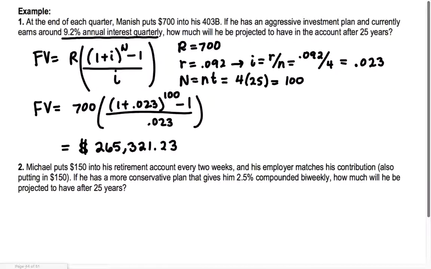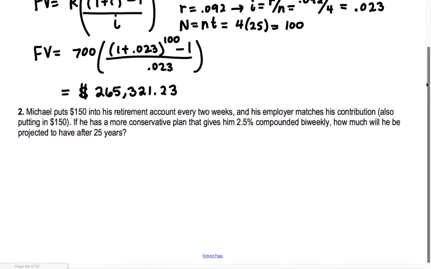Okay, do you think Manish has enough to retire? No, he doesn't have anything close to the amount that you need to retire. Do you guys know the predicted amount a person needs for retirement? It's $1 million. You should have $1 million saved in your retirement account before you retire. Manish has 265,000, so his YouTube videos are not cutting it. And he needs to work for longer than 25 years. 25 years is not very long to work. If you're only going to work 25 years, you better be putting a lot of money in your retirement account, right? All right, so here we go.